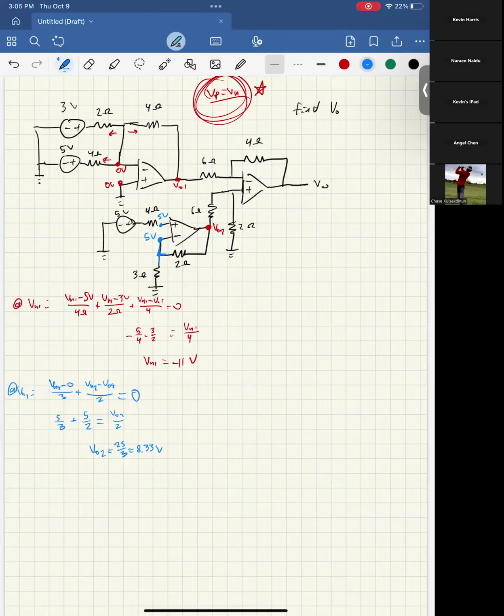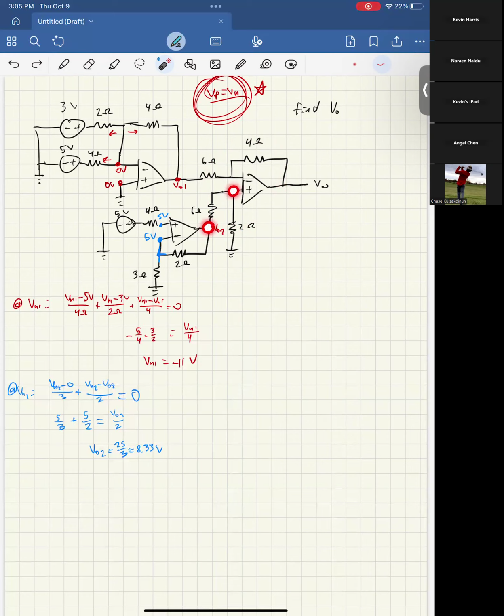So now we found V out 1 and we found V out 2. Now we move on to the third op amp, right? First, as we talked about last time, we want to find which side is independent of V out, which in most cases is going to be VP. So if we know V out 2, then we need to find VP.